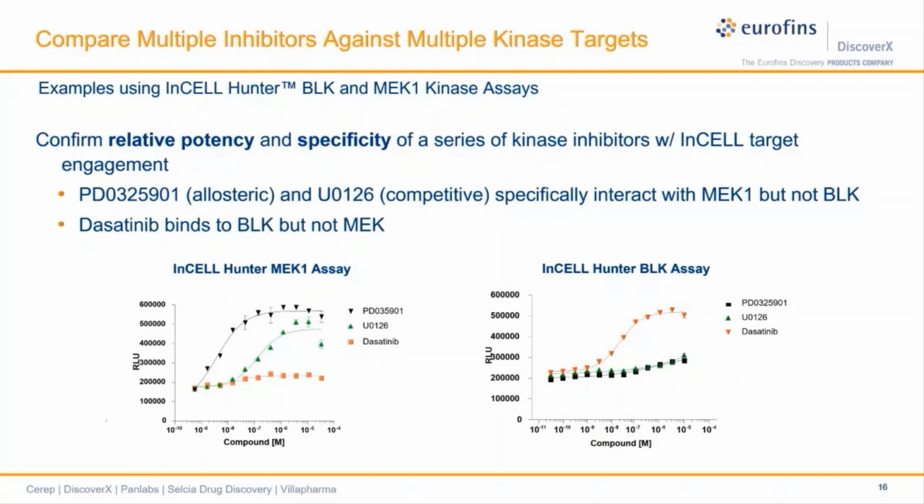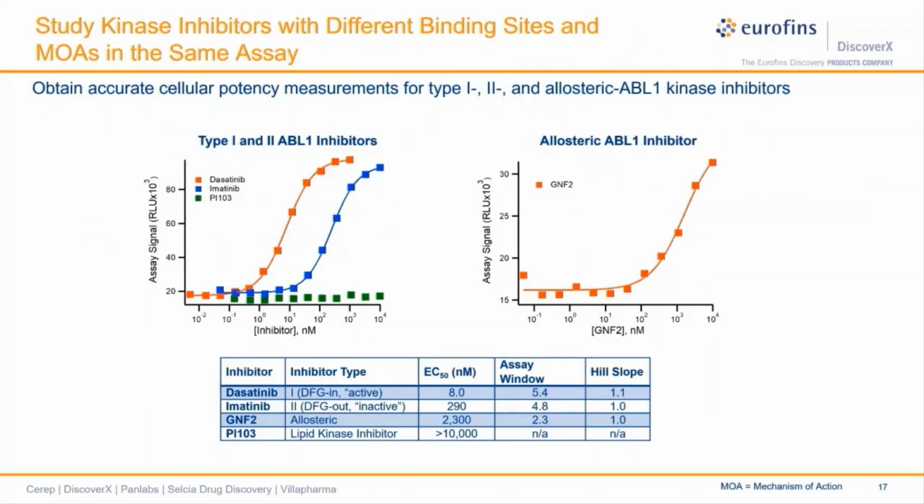Practically speaking, this demonstrates the absolute target specificity of these 3 inhibitors for either MEK1 or BLK, respectively. This is consistent with the specificities of these inhibitors from the literature, and also serves to validate the specificity of the InCELL assay platform. As shown in the previous slide, inhibitors with different mechanisms of action can be studied in the same InCELL cellular target engagement assay.